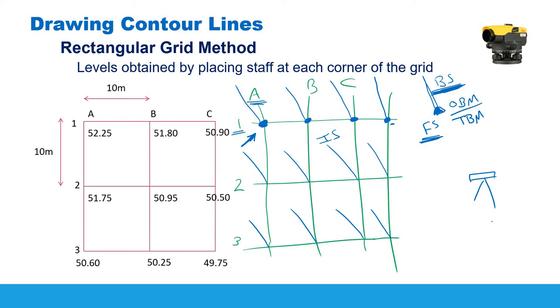Okay, once you've done your measurements, you are going to do the calculations to calculate the reduced level of each of these intersection points.